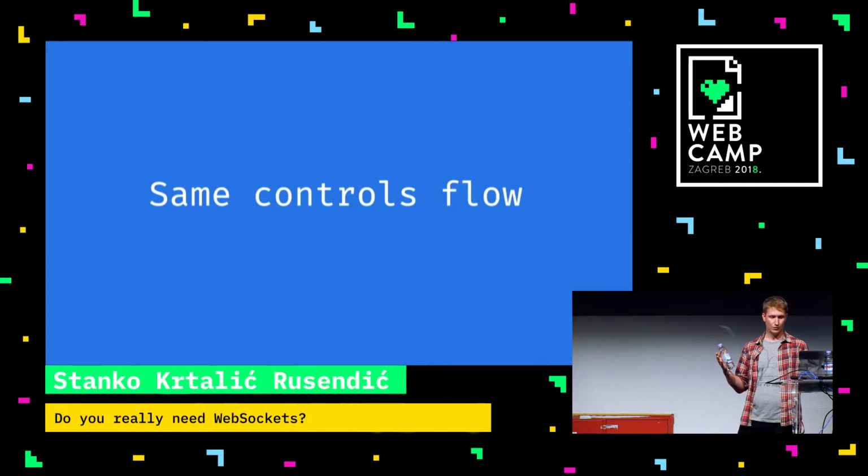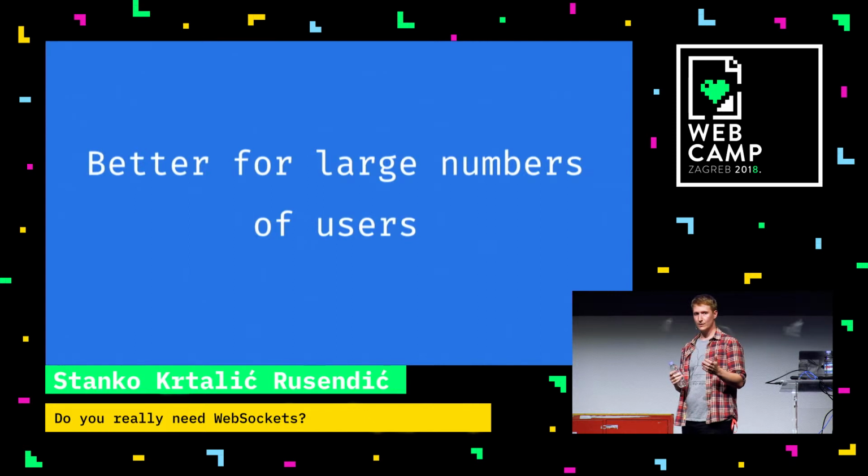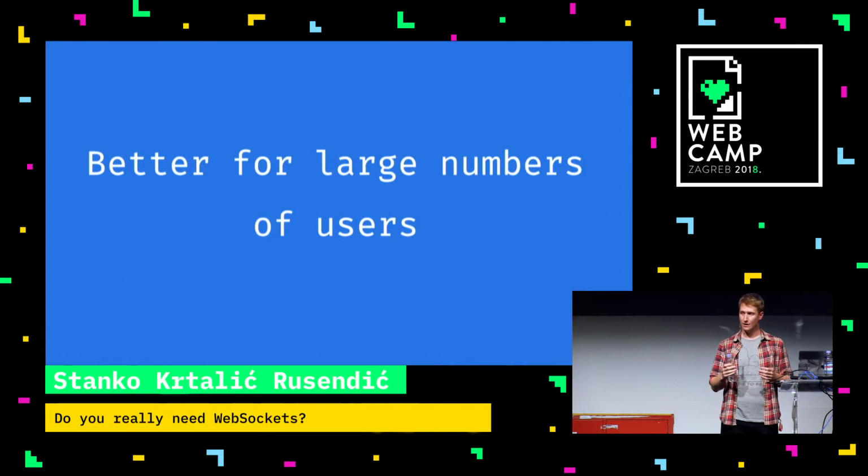We have the same control flow. And this is arguable, I don't have experience working on a large-scale application using long polling, but they're better for a large number of users. Perhaps this is mostly apparent if you go to Messenger and refresh a couple of times, because Messenger has A/B testing. You'll notice that Messenger uses long polling. Also, I gave the example of IRC.